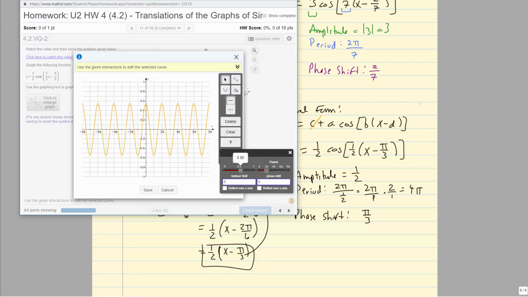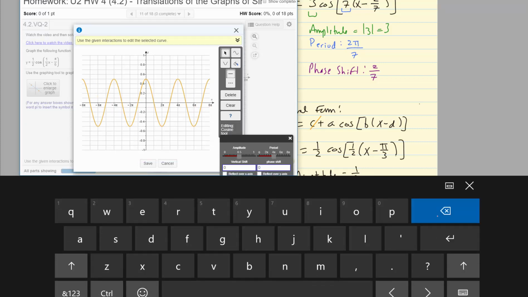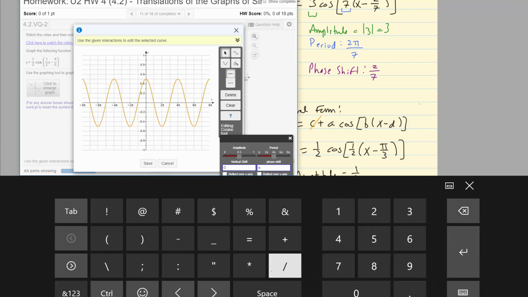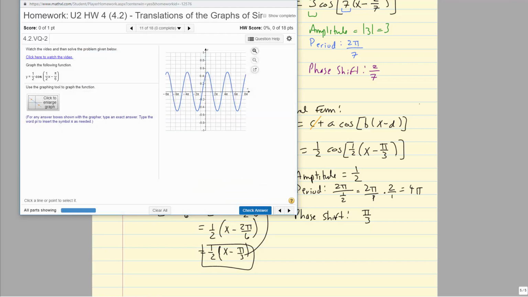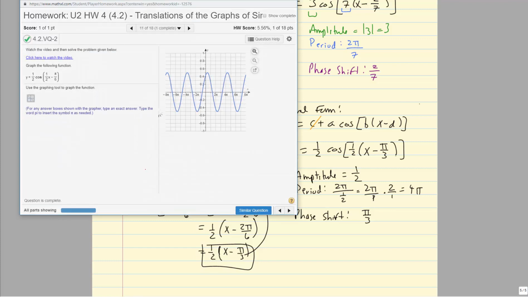So amplitude was 1/2, period was 4 pi, and our phase shift, and again I'm trying to get this to pop up, here we are, pi over 3, and I don't have a pi, so I'm going to type in pi divided by 3, and again this is just because my computer is in tablet mode. And then when you click off of that, it will create your new graph for you, and you can save it and then check it from there. Okay, so that's how you'd graph one of these in MyMathLab.